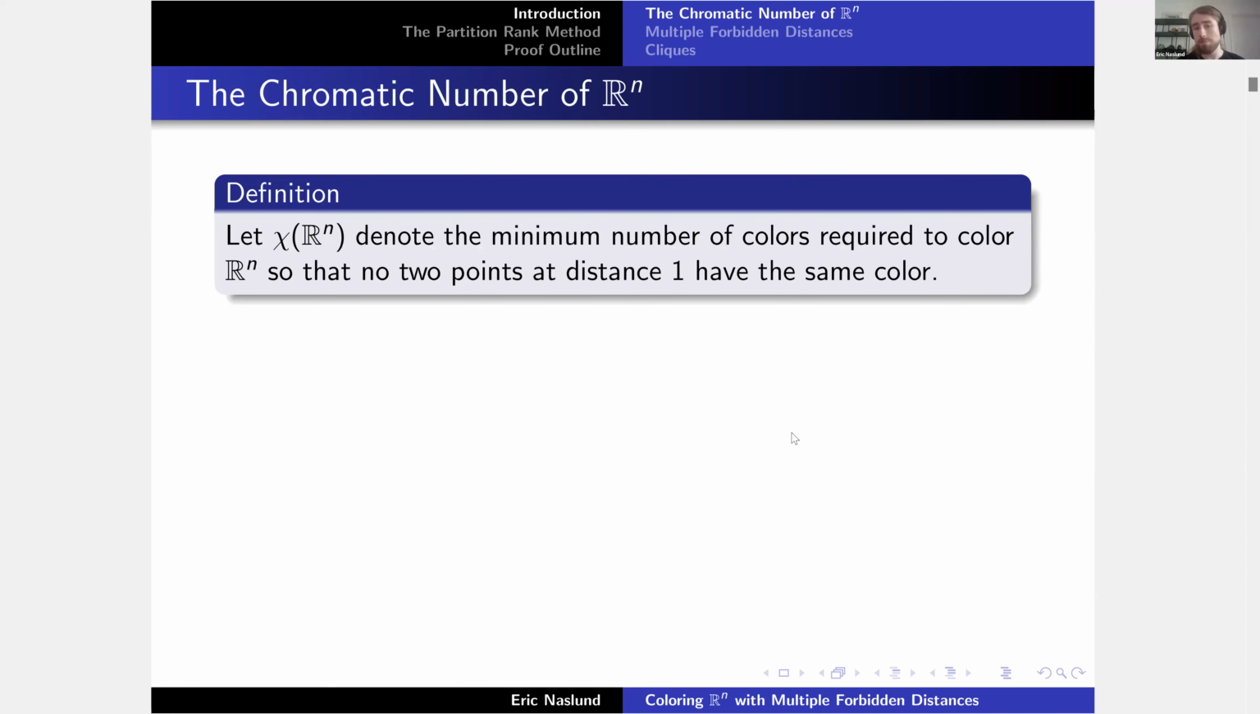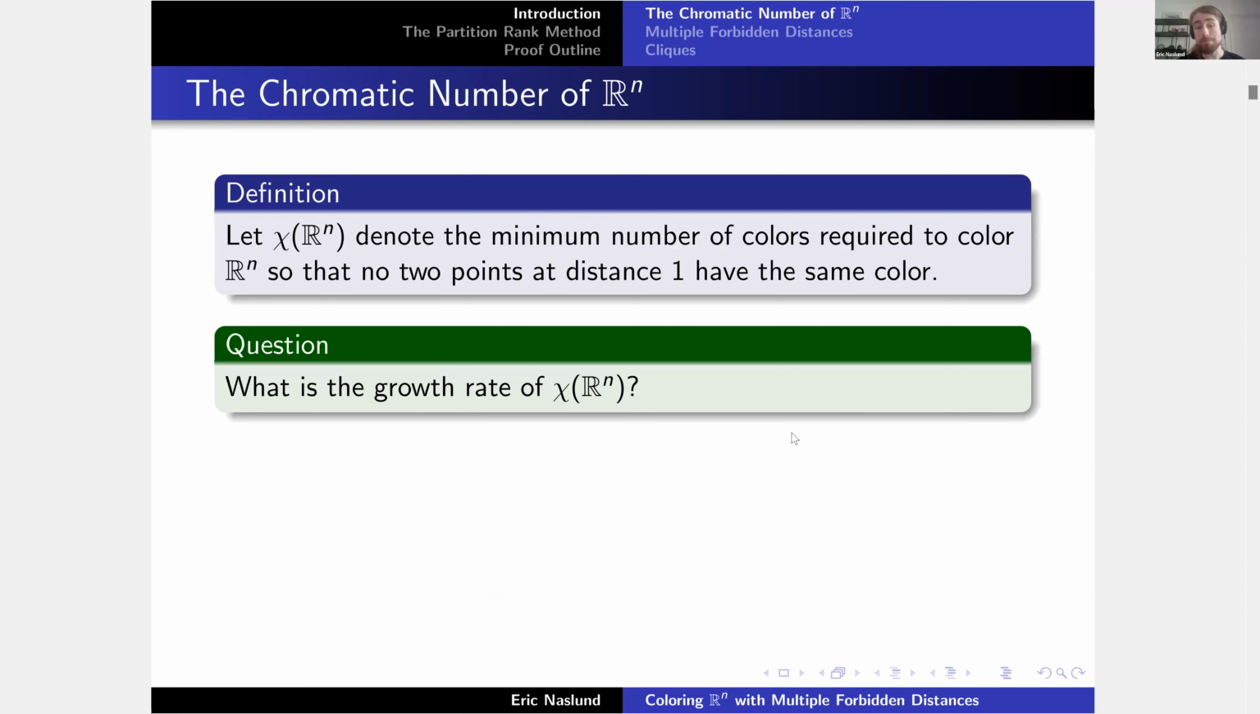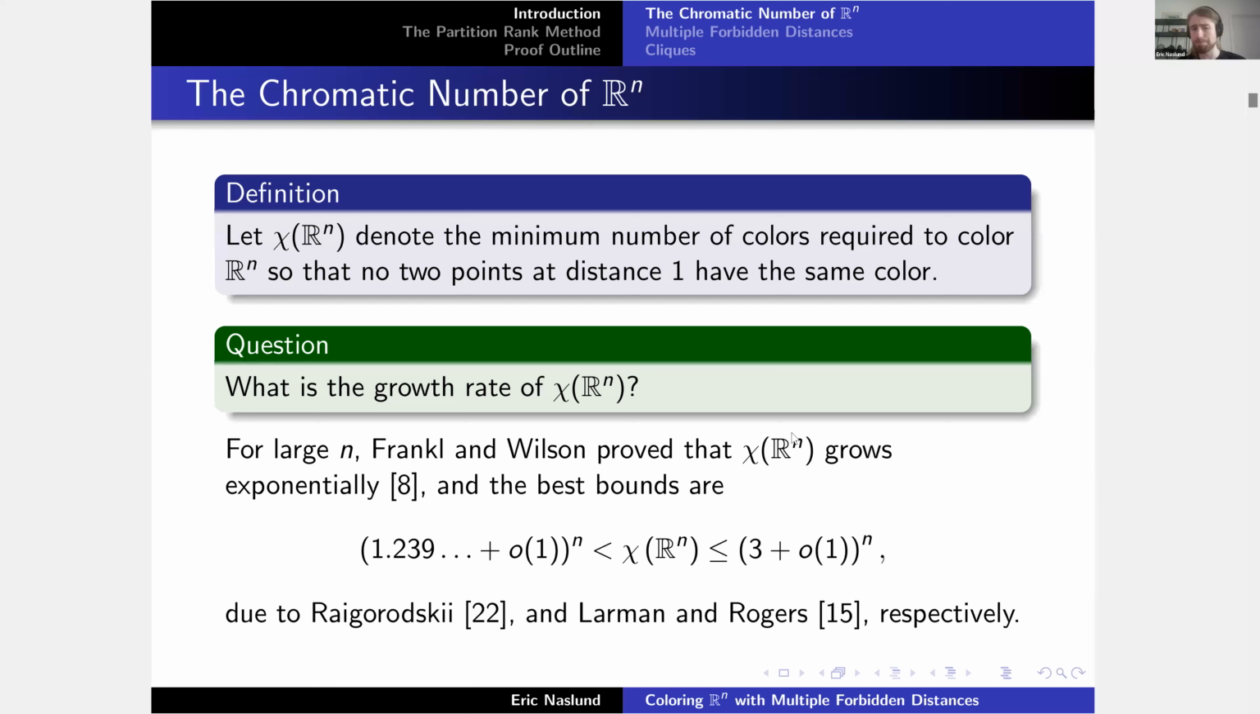A maybe surprising fact is that we can ask about the growth rate and how fast this quantity grows, and it turns out it grows exponentially. For very large n, this was first shown by Frankl and Wilson, and the best bounds today are what's given below. The upper bound of 3 is given by Larman and Rogers, and that hasn't been improved since 1977. The lower bound is due to Raigorodskii, and that's also about 24 years old.